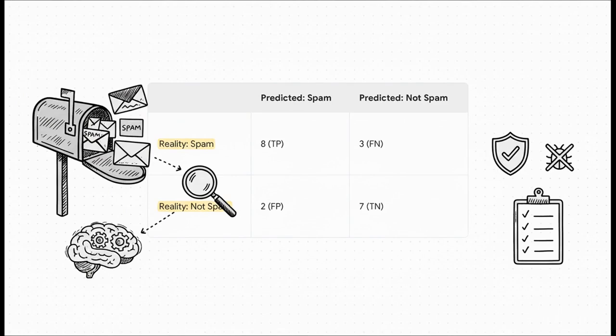Let's take a spam filter, for example. The scorecard shows us exactly where it got things right and where it messed up. So, it correctly nailed 8 spam emails, that's a true positive, and it correctly identified 7 normal emails, a true negative. But as you can see, it also made some mistakes.